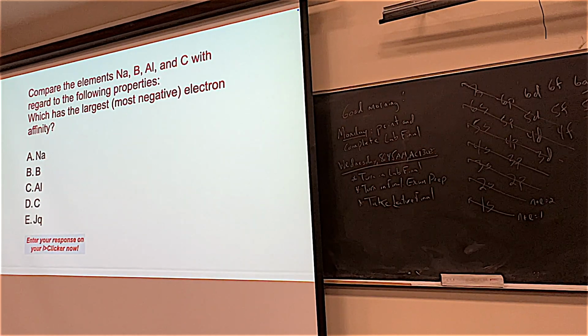Now, this is an example of electron affinity. Electron affinity and ionization are the opposite, up and to the right. So of these 4 elements, make a prediction as to which one has the largest electron affinity. Remember, it's up and to the right this time.